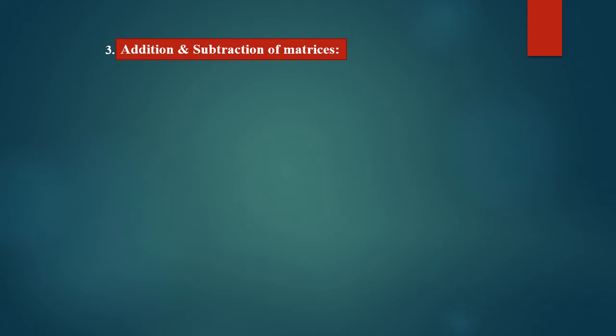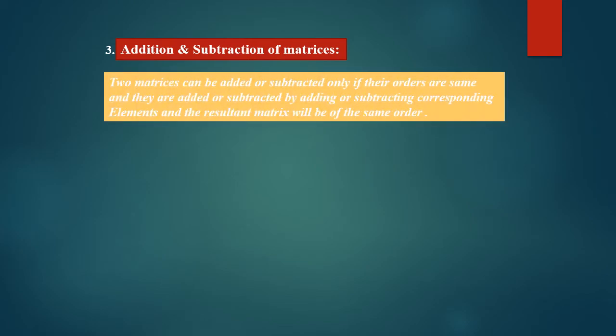Third concept, addition and subtraction of matrices. Two matrices can be added or subtracted only if their orders are same, and they are added or subtracted by adding or subtracting corresponding elements, and the resultant matrix will be of the same order. So for addition or subtraction of matrices, the primary condition is the orders must be same.